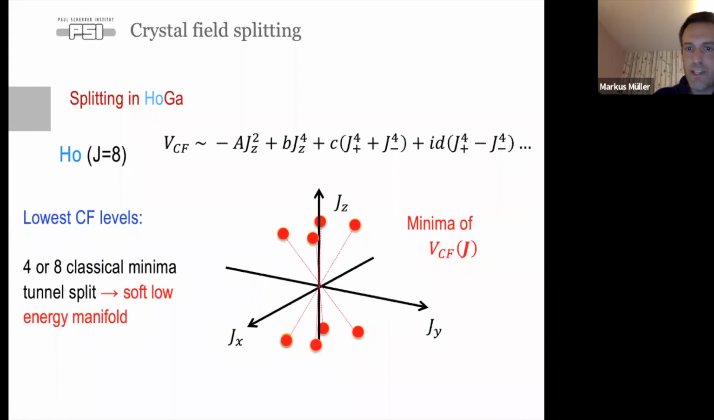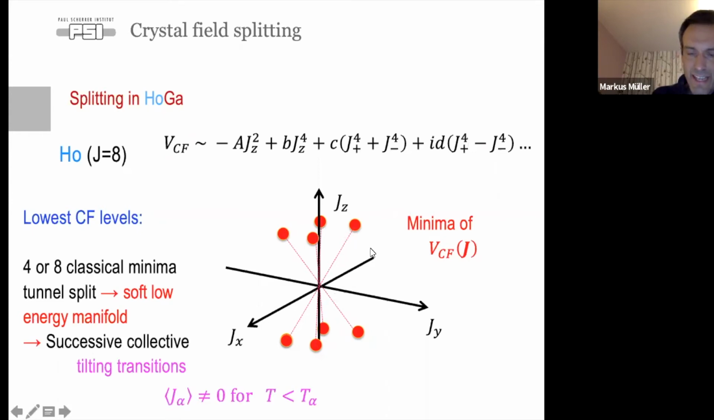This is at the classical level of this potential, seen as a polynomial in J. If you switch on the quantum mechanics, then you get hybridization and tunneling between these minima, and then you get the soft low energy manifold. That happens, for example, in holmium gallium that I will mention a little bit later on.